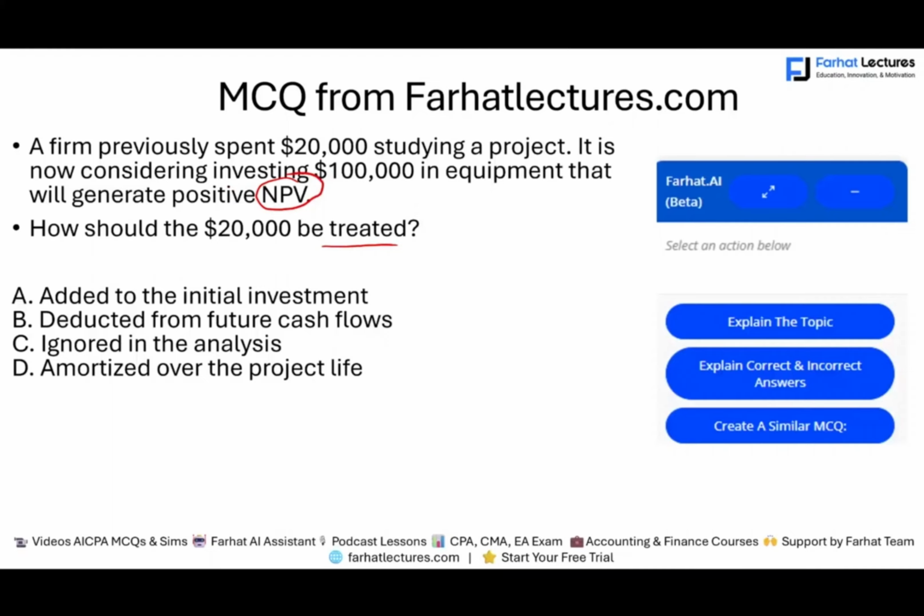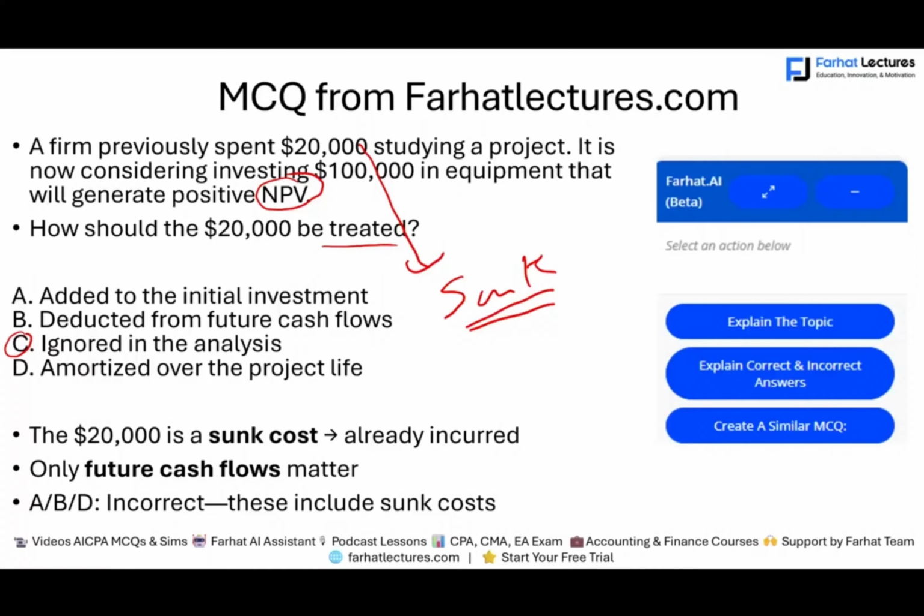And the answer is you will ignore it. The $20,000 is considered a sunk cost. Nothing we can do about that cost. Don't take it into account, because whether we accept this project or we don't accept this project, it's irrelevant for us. To make that determination, we'd look at future cash flow. Therefore, in this analysis, this is an example of a sunk cost, because if you take it into account, added, deducted, amortized, it doesn't matter. You are taking it into account. It's not a sunk cost.